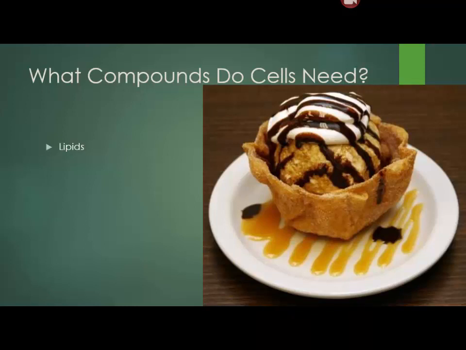Gram for gram, fats and oils contain more energy than carbohydrates. Cells store energy from fats and oils for later use. For example, during winter, an inactive bear lives on the energy stored in its fat cells. Foods high in fats include whole milk, ice cream, and fried foods. So the next time you get fried ice cream, you are getting a large number of lipids.